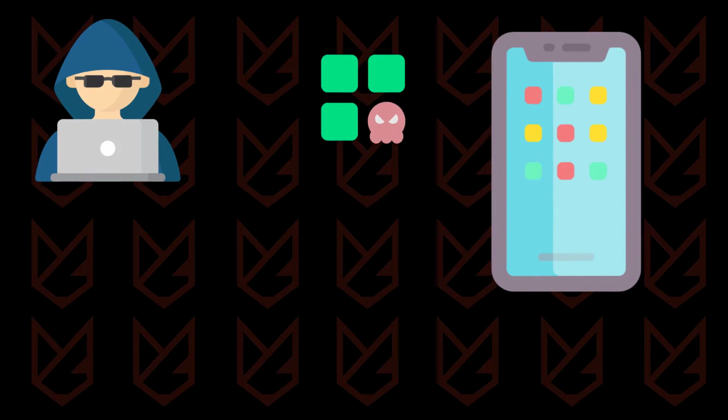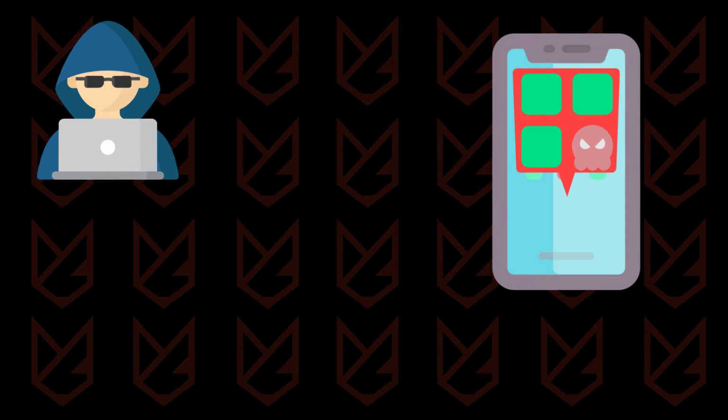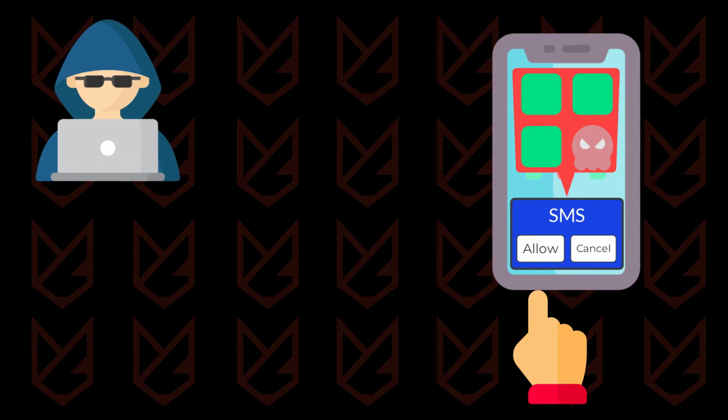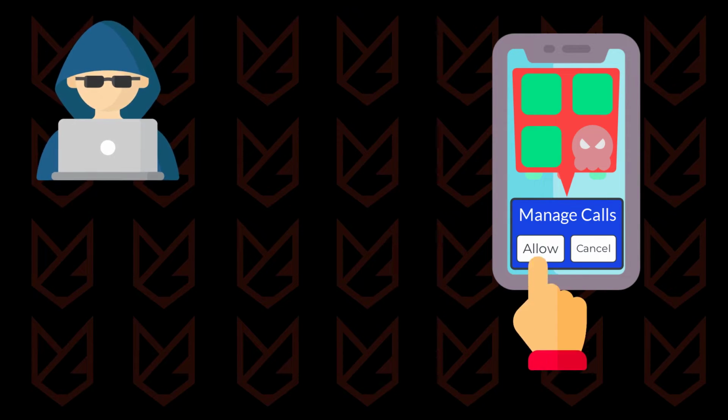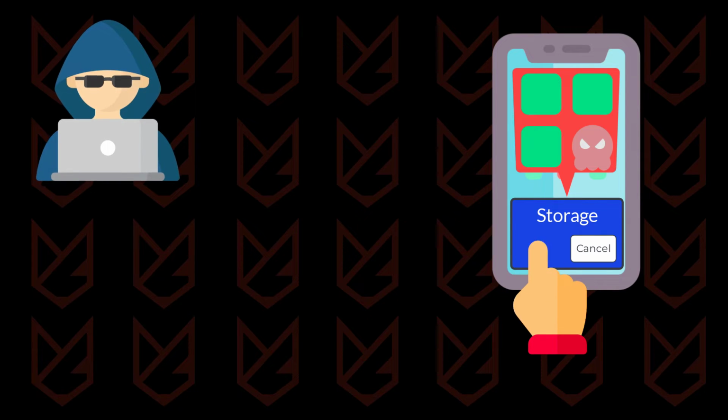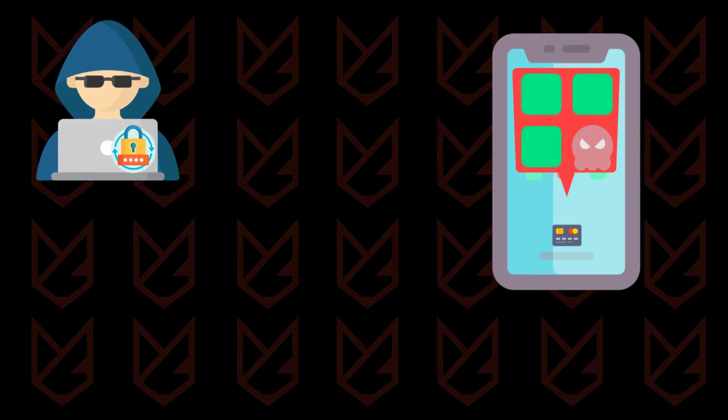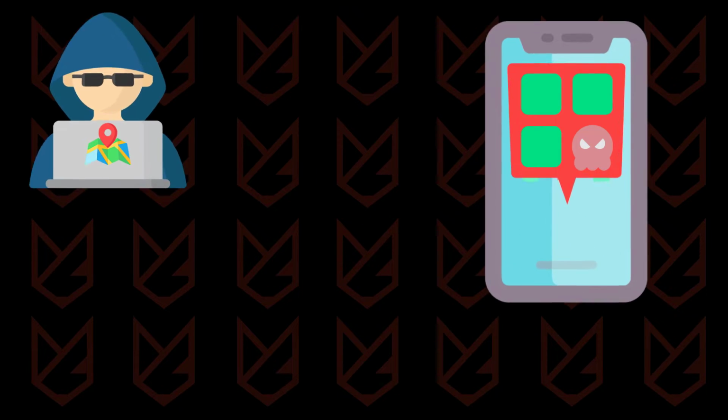Cybercriminals create fake apps that look useful. When users install the apps, they ask for sensitive permissions, and most users blindly allow the app to access sensitive data. Once the app gets permission, it can steal your passwords, credit card details, saved contacts, images, and live location.